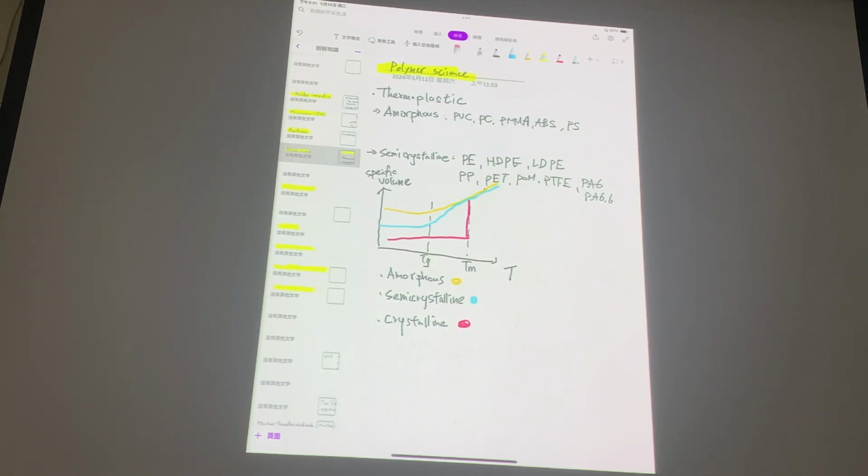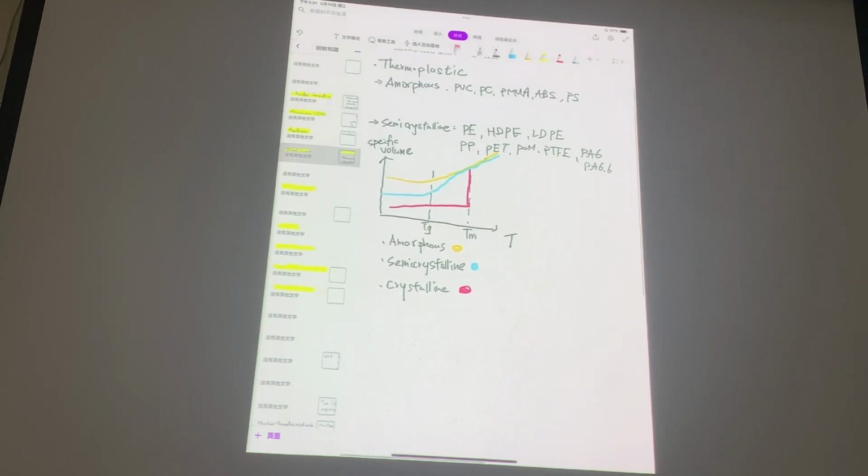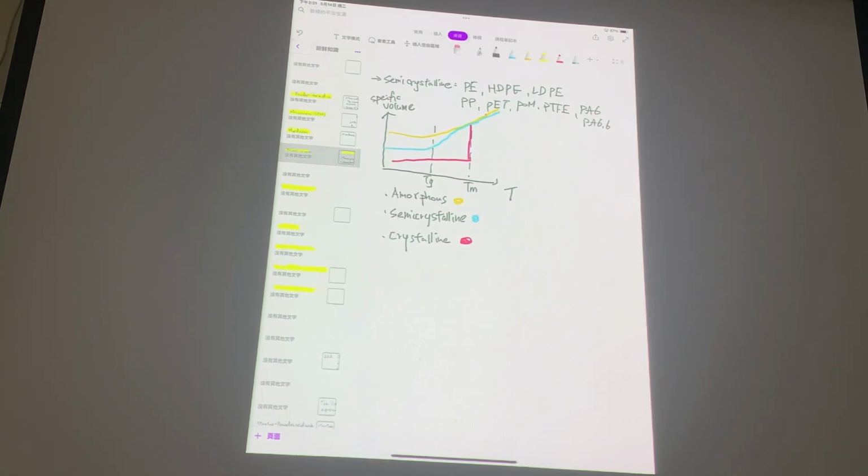Another few things I want to continue to talk about: what is glass transition temperature? Just to review before you.